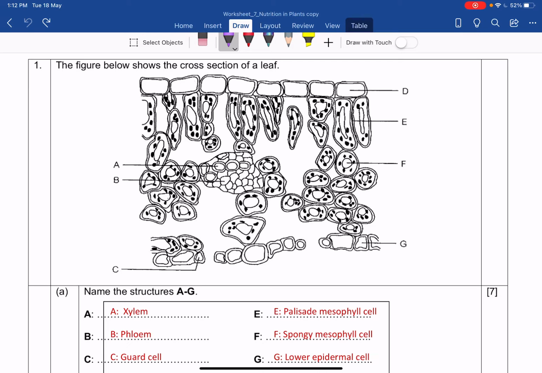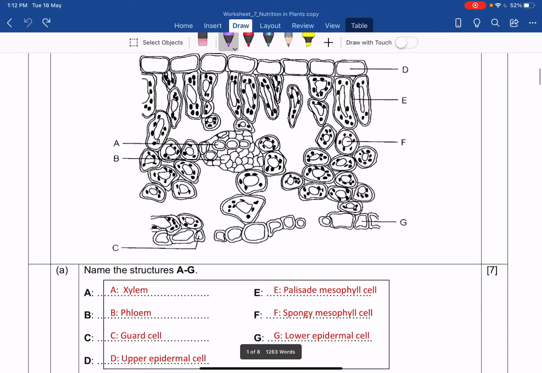Okay, so today we're going to go through the Nutrition in Plants worksheet. If you take a look at question number 1, you are expected to recognize and identify the different cells that are present in the leaf and to know the different adaptations. Now do note that the labeling line ends on a single cell.